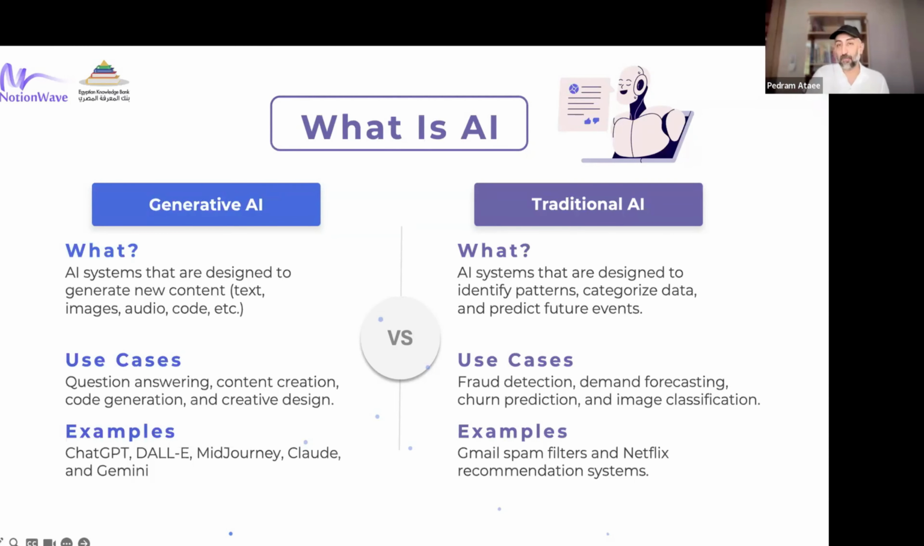We have very good examples for traditional AI use cases. For example, spam filters in your Gmail account or any other email inbox that you have is a very good example of how traditional AI can classify two types of email, spam versus non-spam.